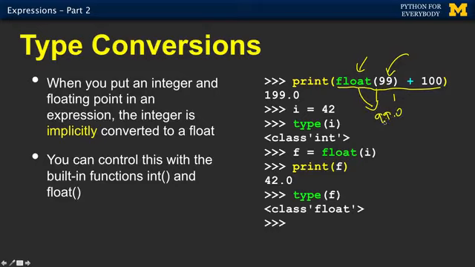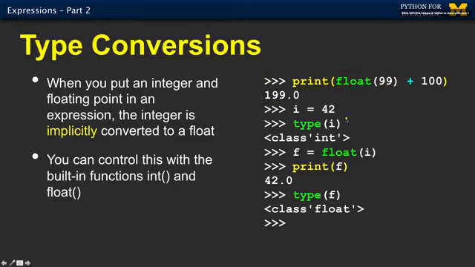This is a floating point number. So when this addition happens, it produces 199.0. So that is a floating point 199.0. You are force converting by calling float, you are force converting that to a floating point number.